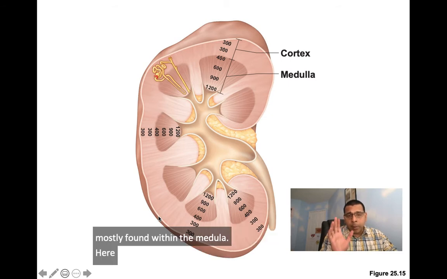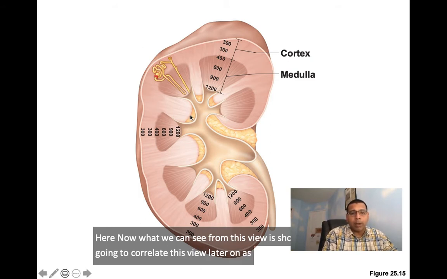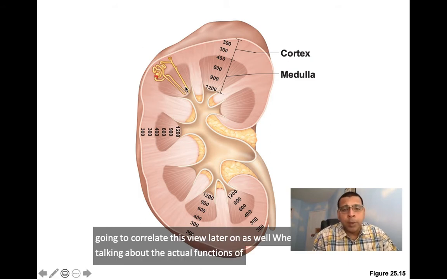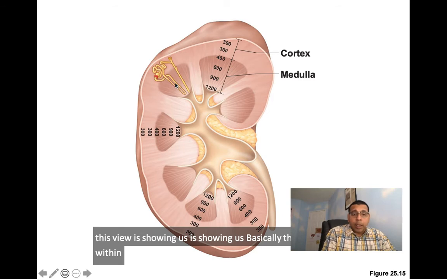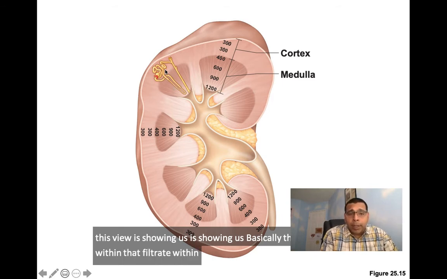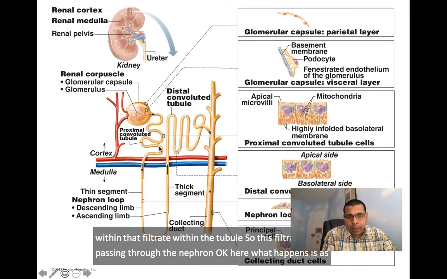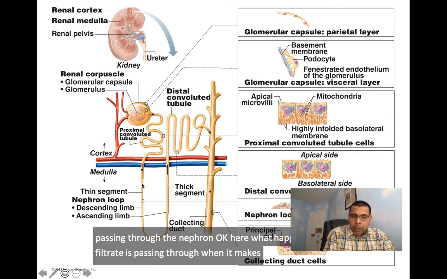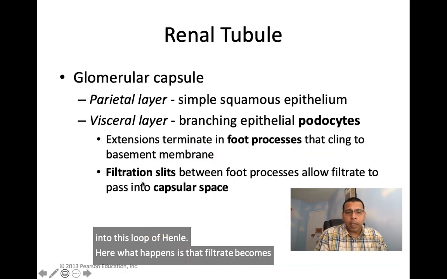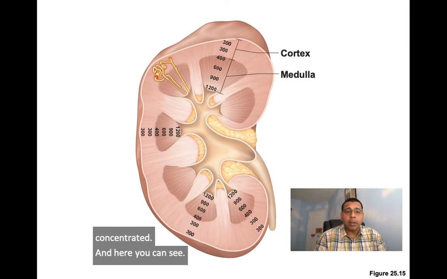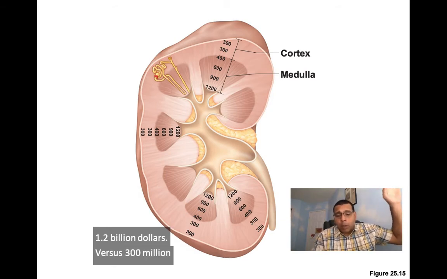Here now, what we can see from this view, we're going to correlate this view later on as well when we get into talking about the actual functions of the nephrons. So this view is showing us the osmolarity within that filtrate, within the tubule. As that filtrate passes through the nephron and makes its way down into the loop of Henle, it becomes highly concentrated. Here you can see the osmolarity: 1200 milliosmolars versus 300 milliosmolars when it was closer to the cortex.